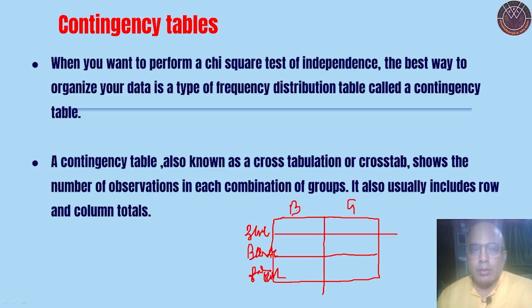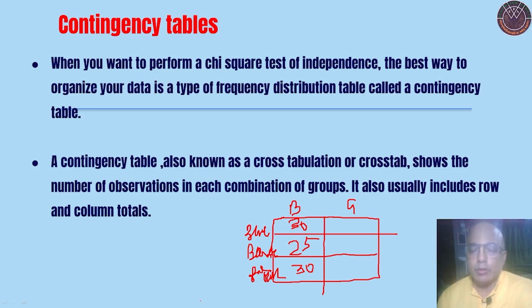So the boys who are having blue eyes, you will put the number here, suppose 30. The boys having black eyes, you can put the value here, 25. The boys having brown eyes, you can put the value here. So like this is one contingency table. Using this contingency table only, you will calculate the chi-square.